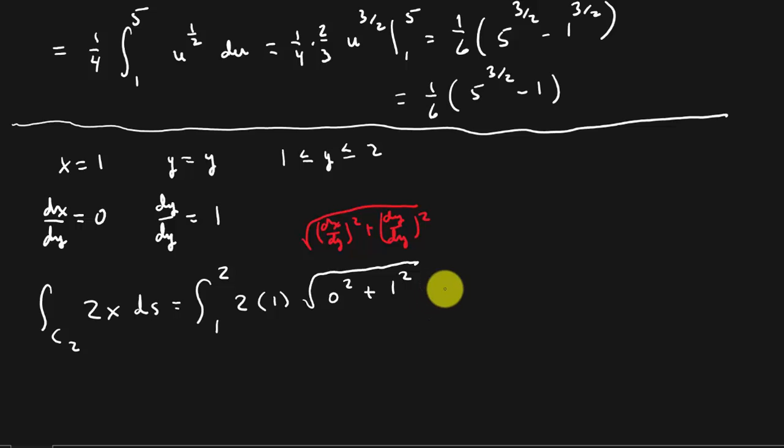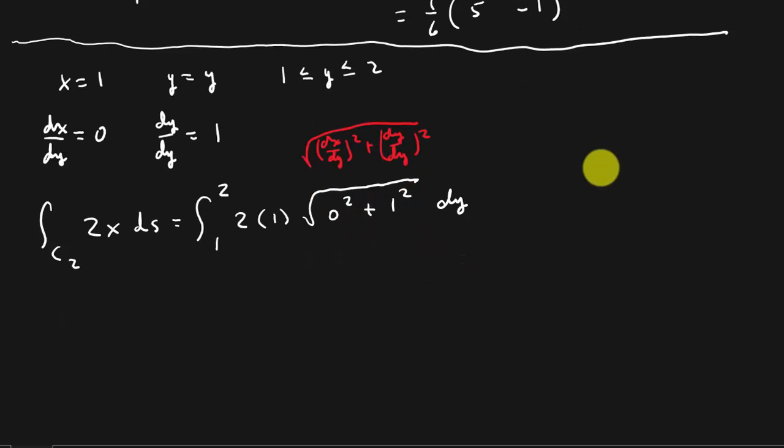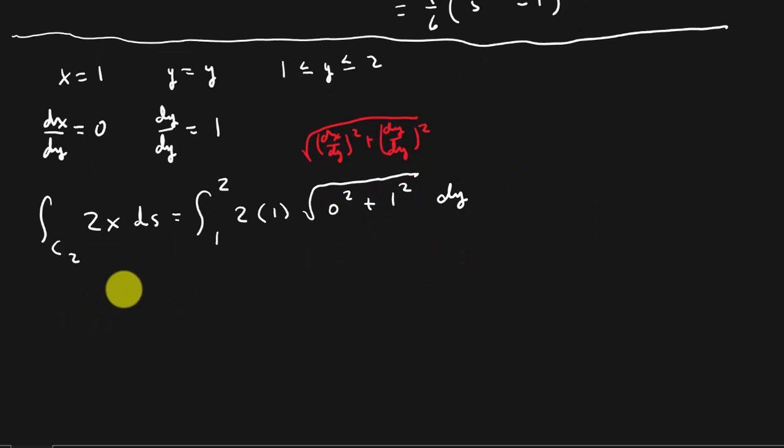And then we're integrating with respect to y. And so this is going to give me the integral from 1 to 2 of 2 dy. That's all it is, because this is 1. All right, so this is going to be 2y from 1 to 2, which obviously you can see that's 2.